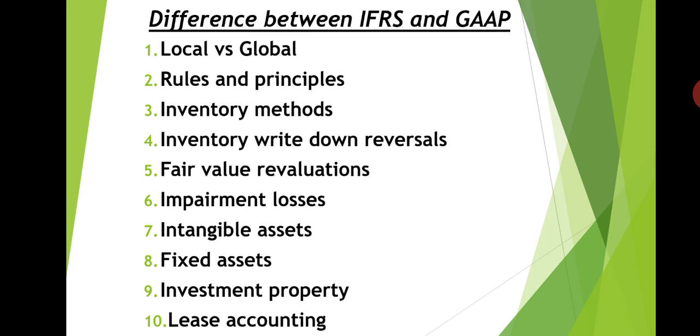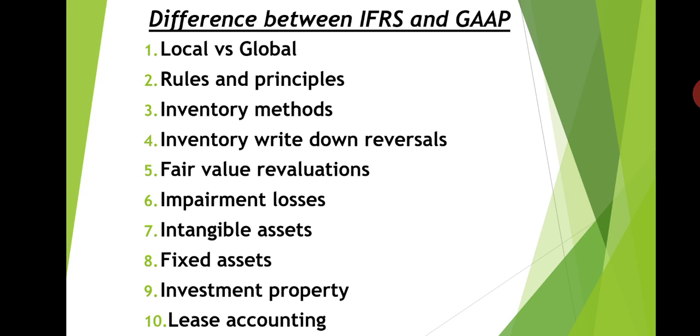GAAP tends to be more rules based, but IFRS tends to be more principles based, because under GAAP companies may have some industry specific rules and guidelines, but IFRS has principles that require judgment on how they are to be applied in a given situation. That is the thing. And third one, inventory methods.